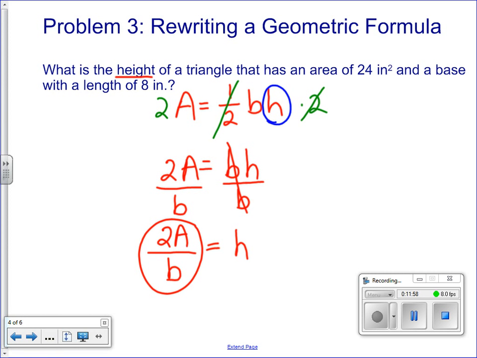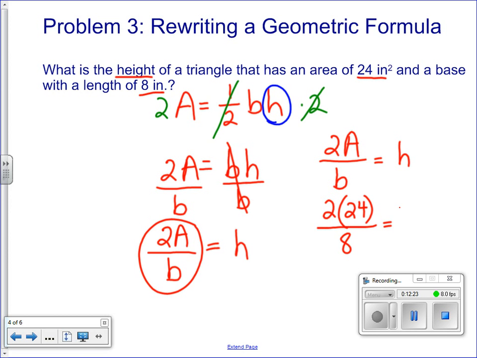So in our example, I'm going to rewrite my formula up here. 2 times area over the base is equal to the height. All right, my area is 24 inches, so I'm going to take 2 times 24. In my formula, my base is 8 inches, so I'm going to divide by 8, and that should give me my height. All right, moving down here, 2 times 24 is 48, divided by 8, which is equal to 6, and that is my height. Let me go ahead and write it this way. And that, therefore, I can label my height is 6 inches.